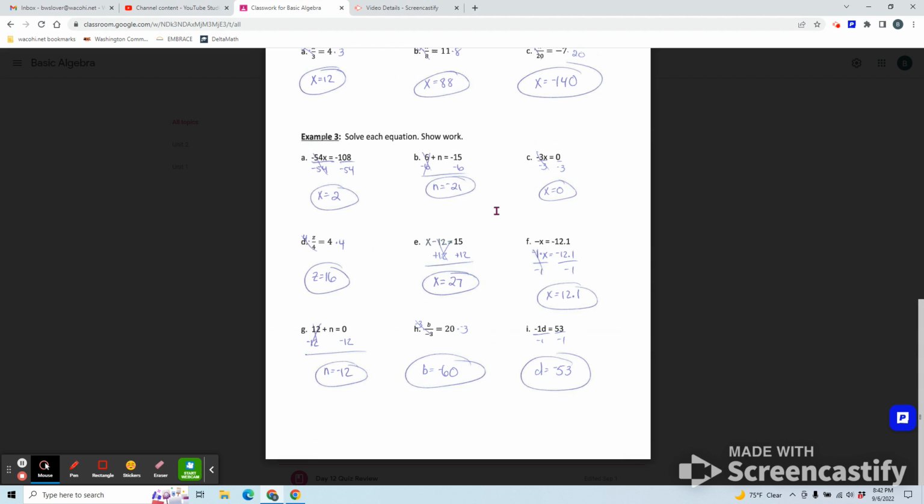Now remember, you can always check your answers. I can take x is 0 and substitute it in where I see x. Negative 3 times 0 gives me 0. I did it right. I can check another one if I solved letter I already. Negative 1 times negative 53. Well, when I multiply two negatives, I get a positive. I get positive 53, and that's what it said.